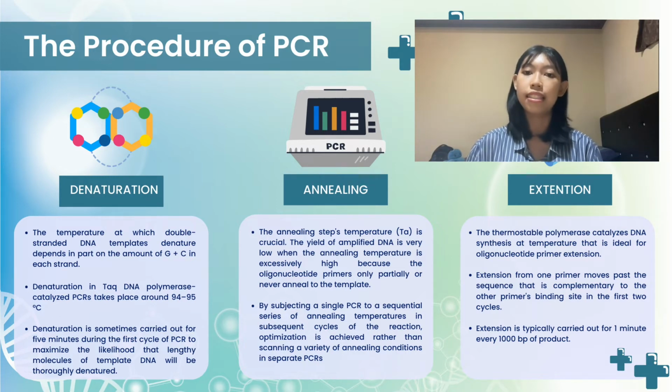And the last one is extension. The thermostable polymerase catalyzes DNA synthesis at a temperature that is ideal for oligonucleotide primer extension. Extension from one primer moves past the sequence that is complementary to the other primer's binding site in the first 2 cycles. And extension is typically carried out for 1 minute for every 1000 bp of product. That's all about the procedure.